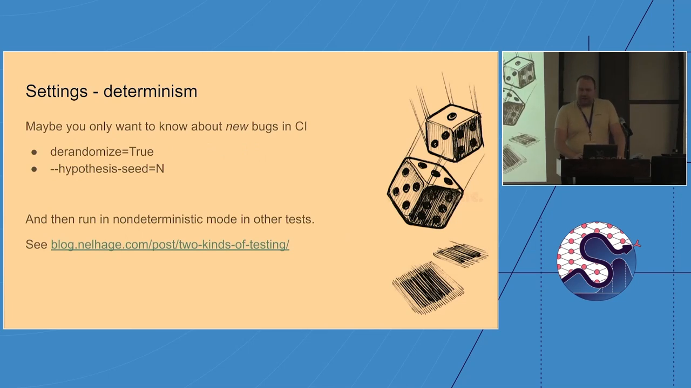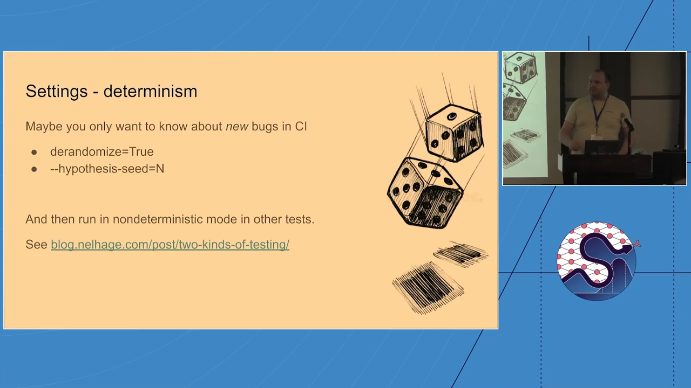I was also asked earlier, do we use the same random seed each time? The answer by default is no, but there is a setting for this. If you want to run exactly the same set of examples every time you run your tests, you can use the derandomized setting. Or if you need to set the random seed for reproducibility, you can set dash dash hypothesis seed equals whatever number. That can also be useful when reproducing things that failed in CI on a remote machine where the database won't replay things for you automatically.